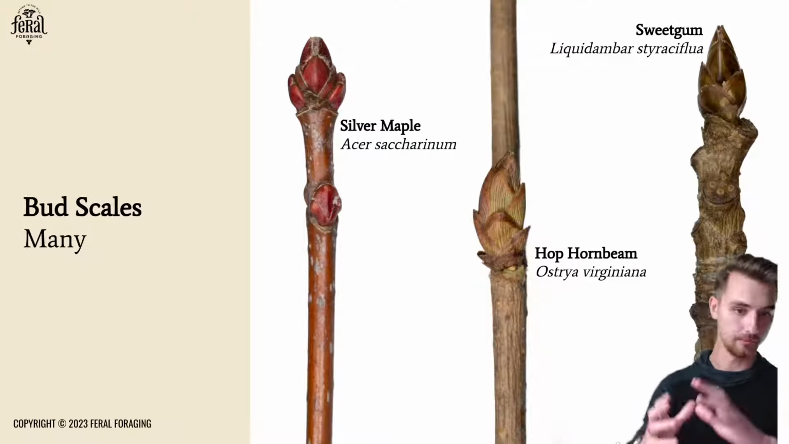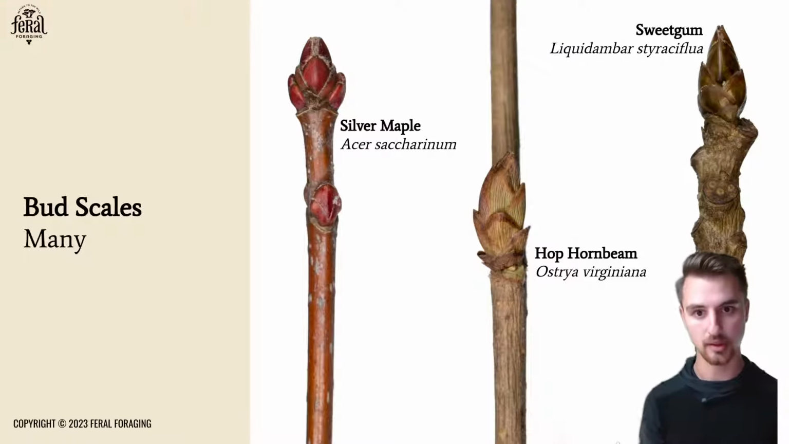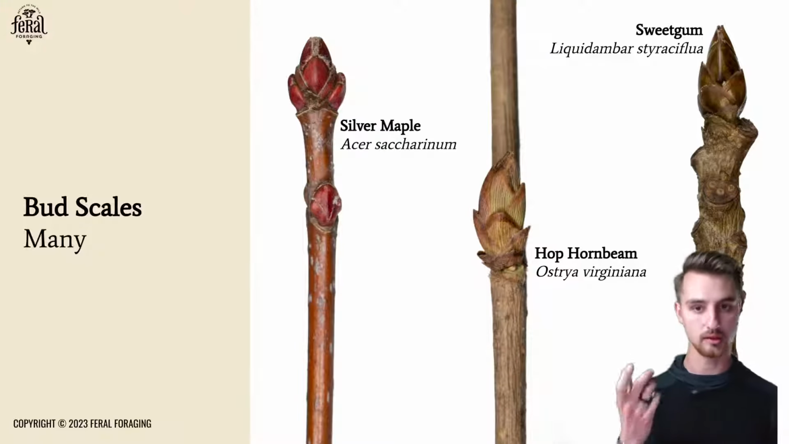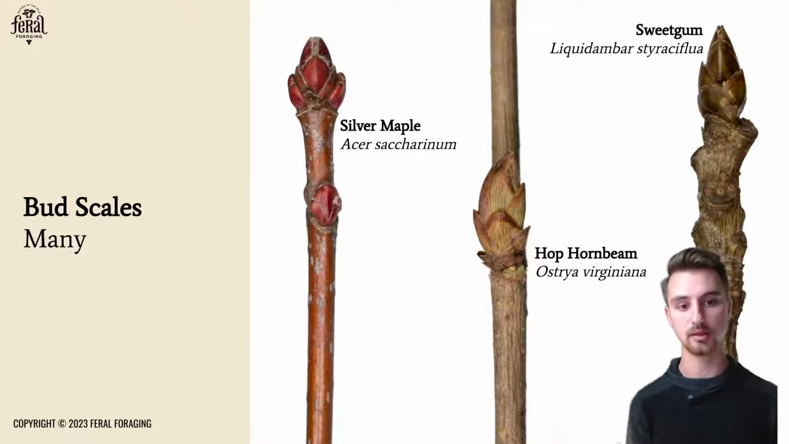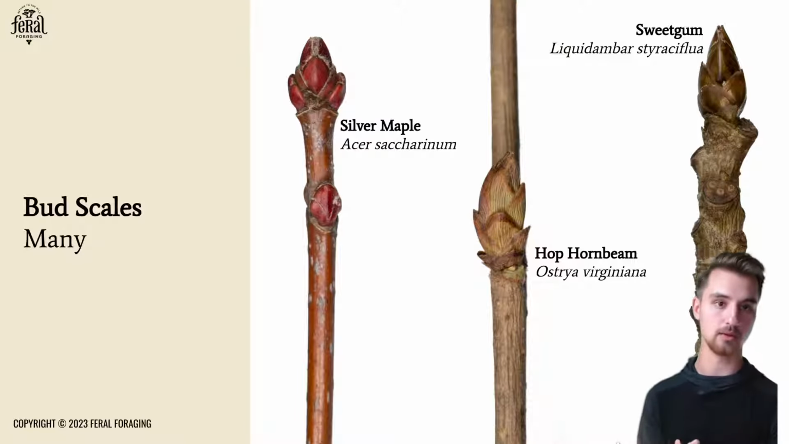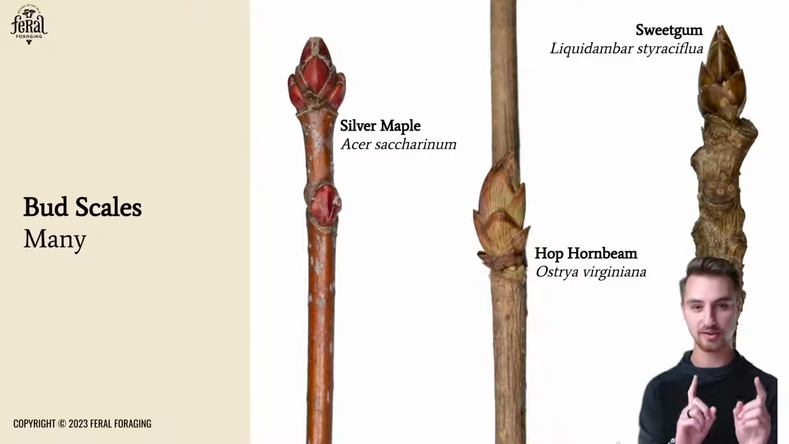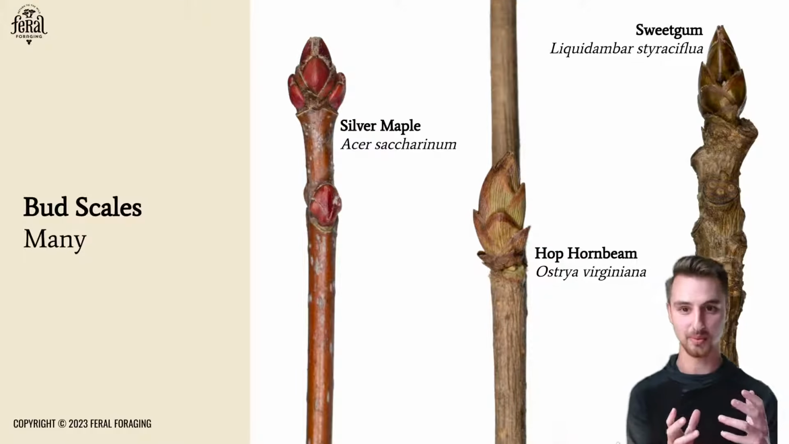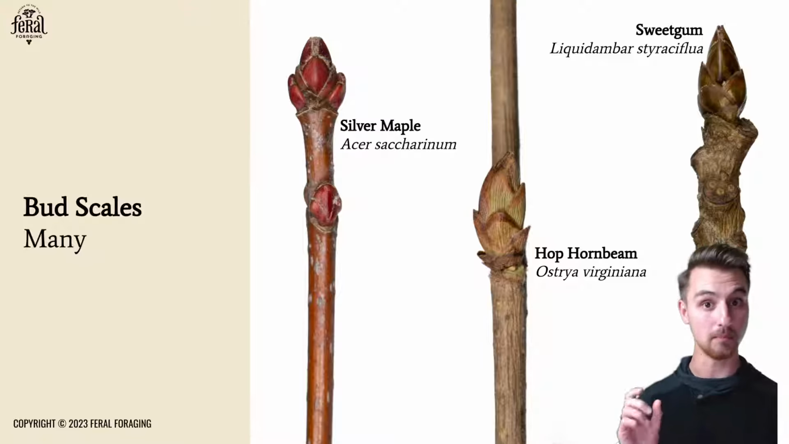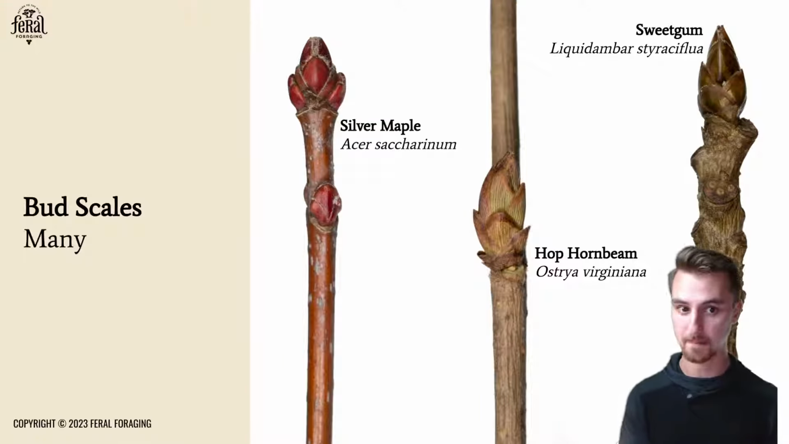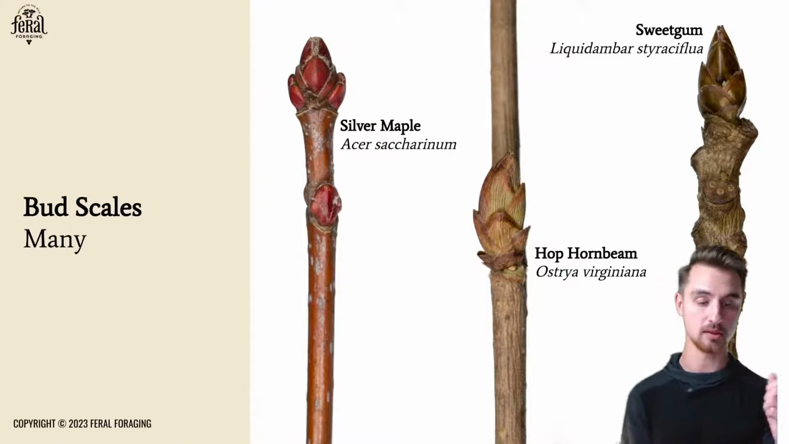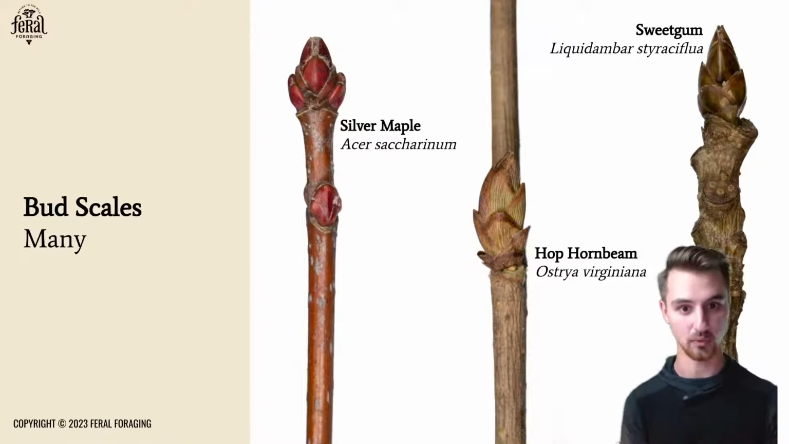All right, so these ones all have many bud scales, right? We have the silver maple. Maples have a lot of bud scales on them typically. Hop hornbeam in the middle, and then sweet gum, right? That clearly have a bunch. And here's another cool thing that I want you to look for. Remember, maples have an opposite arrangement, and then the hop hornbeam and the sweet gum both have an alternating arrangement.